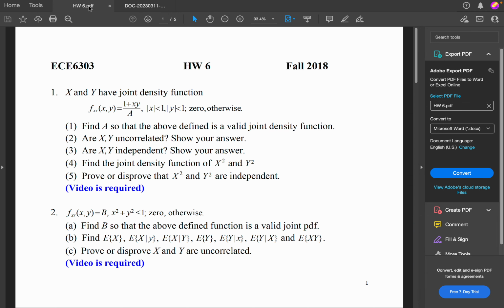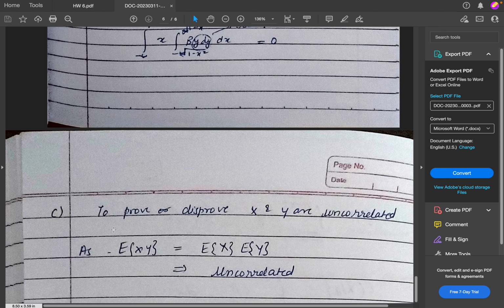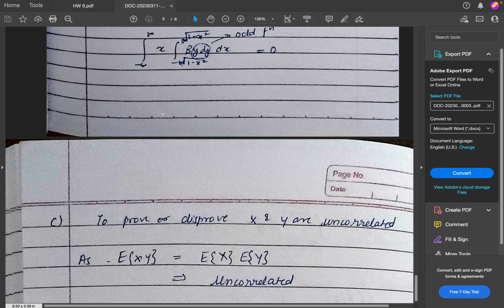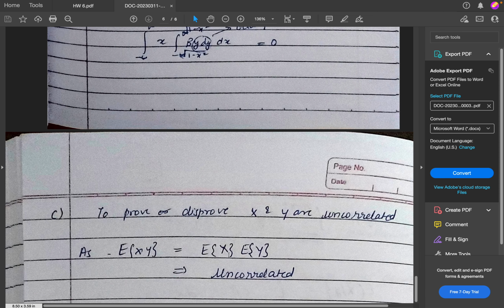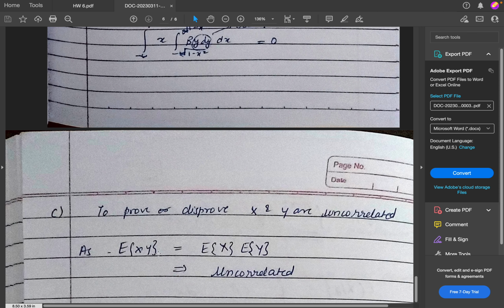Now for the last part, we need to prove or disprove that x and y are uncorrelated. So clearly from the above parts we know that all the expected values, which are the expected value of xy, the expected value of x, and the expected value of y, are all 0. So the expected value of xy is equal to the expected value of x times the expected value of y, and from this we can clearly say that x and y are uncorrelated.